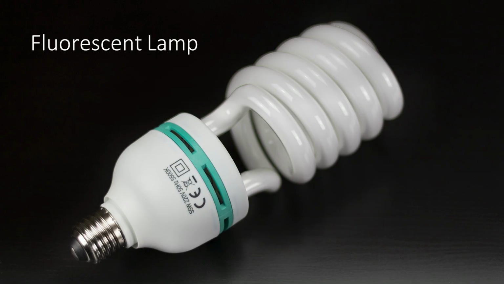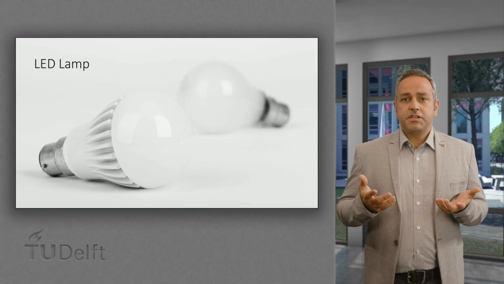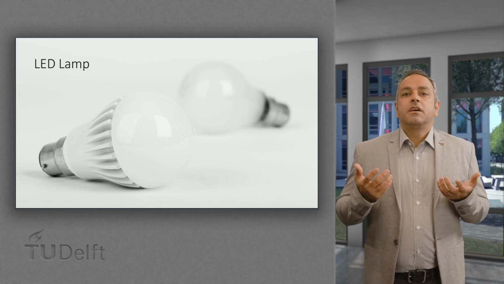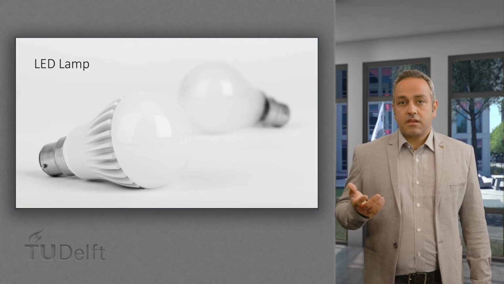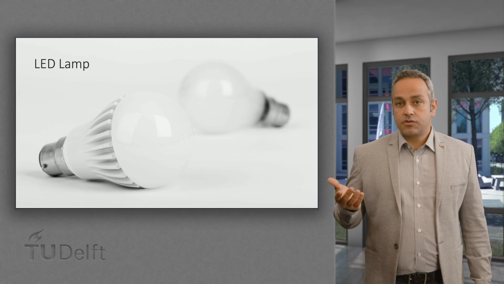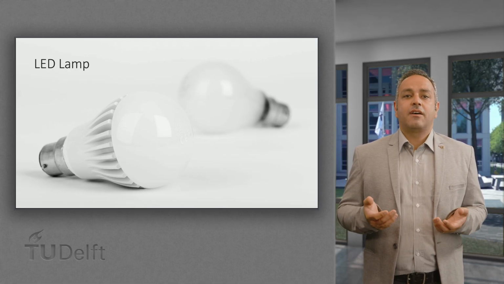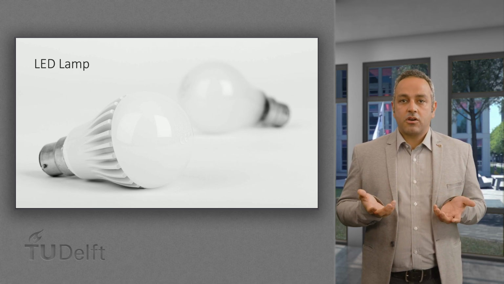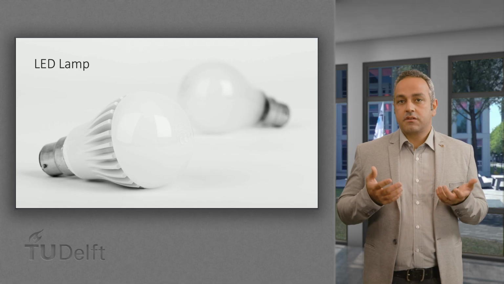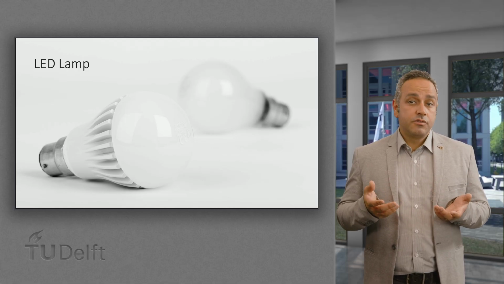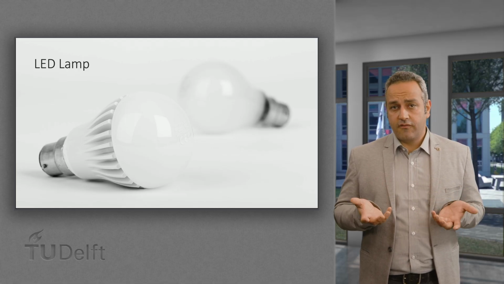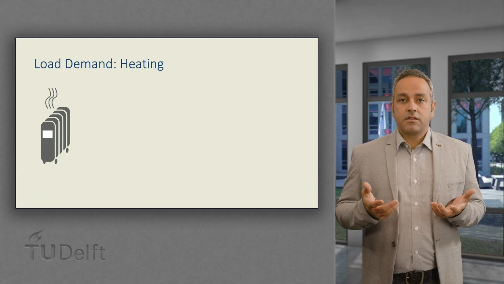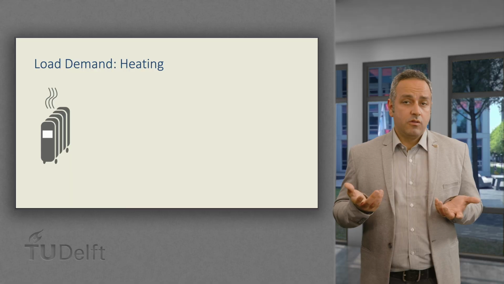The light emitting diode, LED, is a semiconductor that emits light when current passes through it. LED lamps have a low energy consumption and long lifetime. The main drawback of LED lamps is their effect on the power quality, as they produce distortion in the AC waveform. Now that we have covered some important light loads, let's have a look at the heat loads.